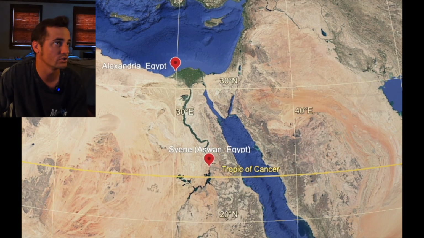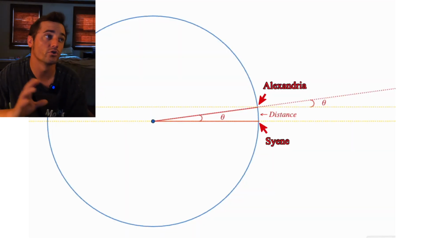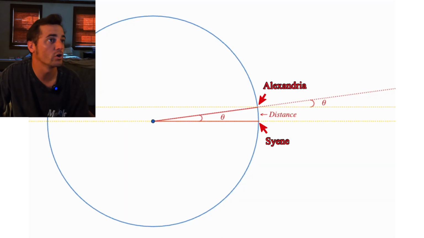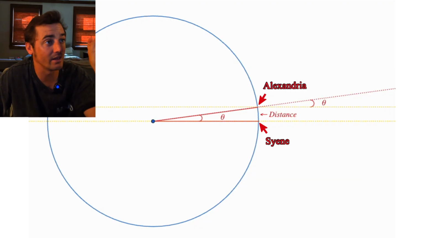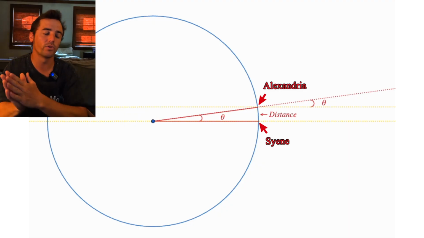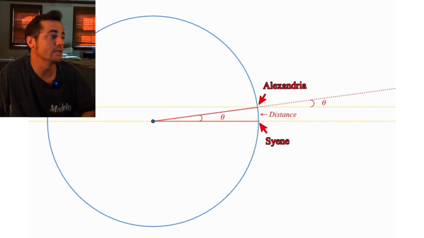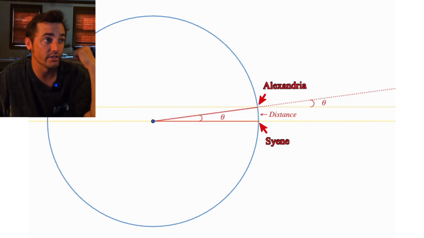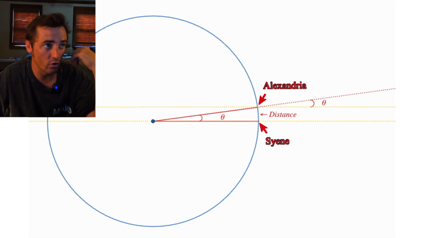So let's show you how this works. Alexandria was his second spot where he got a shadow measurement during the summer solstice of another year. So if we have Syene with the sun directly overhead, and then we have Alexandria with the shadow angle, we can know that the angle that the sun is offset in the sky is equivalent to the angle between Syene and Alexandria. And if we have that angle, and the distance between Alexandria and Syene, we can go back to our proportioning equation and calculate the full circumference of the Earth. So let's show you how that works.